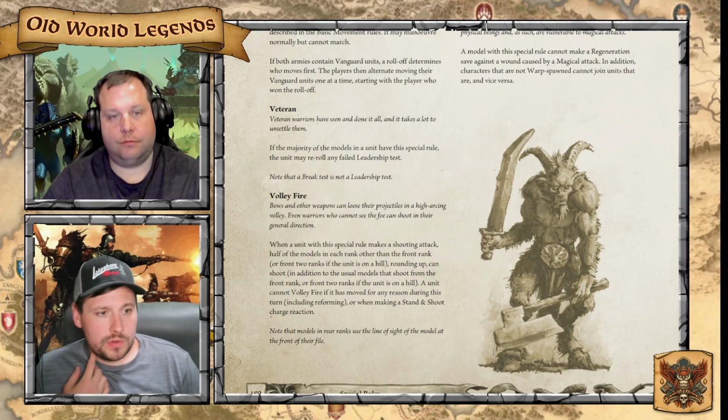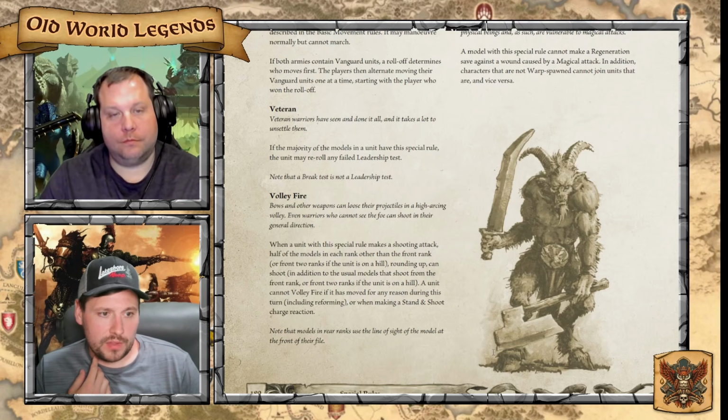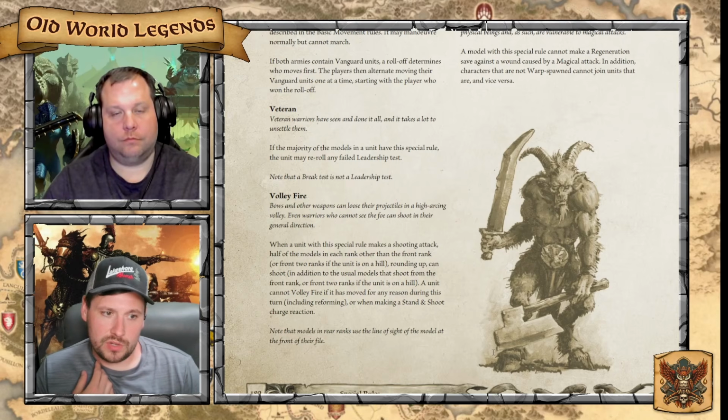Okay, so another really cool rule is Volley Fire. You get to essentially have every rank beyond the ones that normally shoot, so usually just the first rank or two ranks on a hill, so all the other ranks, you can have half the models, rounding up, also fire. But you can only do this if you haven't moved, and you cannot do this if you stand and shoot. So if you do a Mystical Pathways and you teleport your Tomb King skeletons somewhere, they can't volley fire because that is moving.